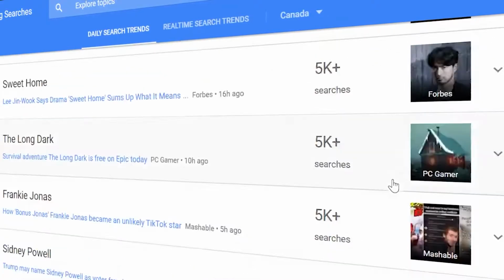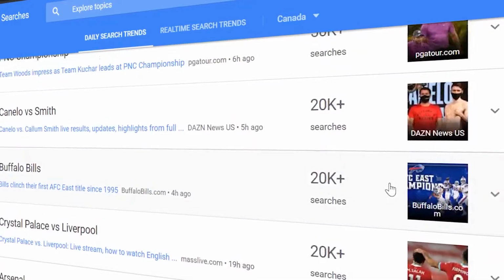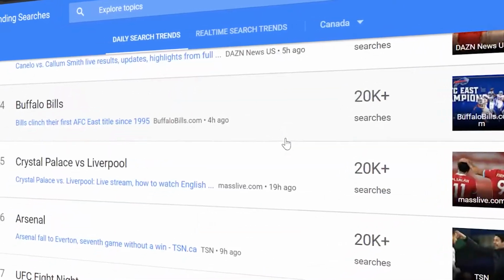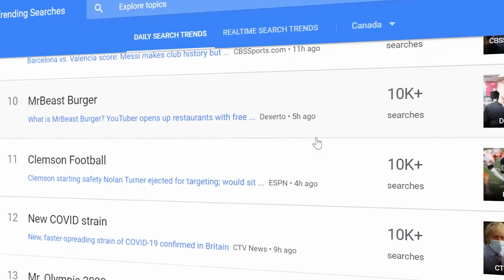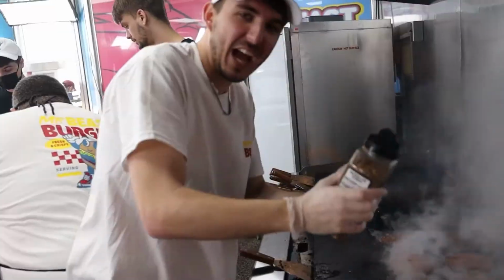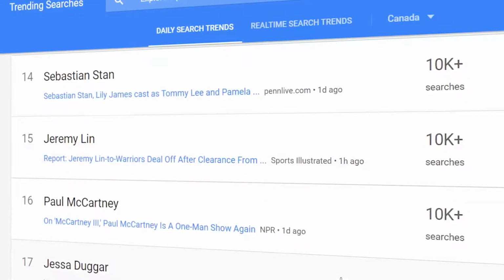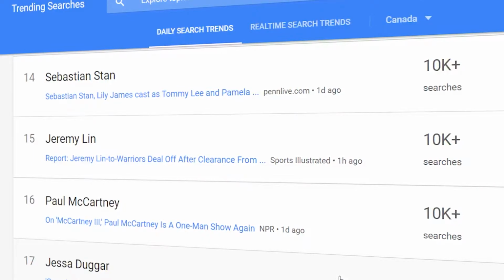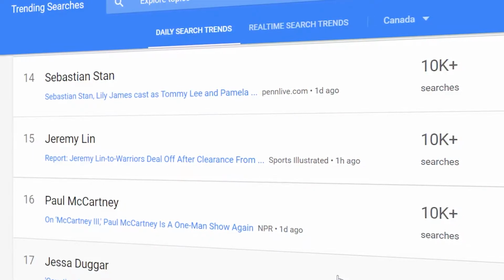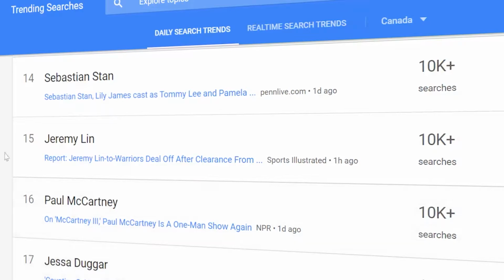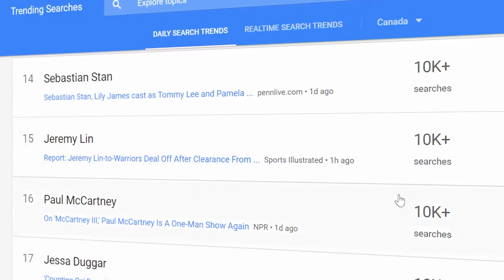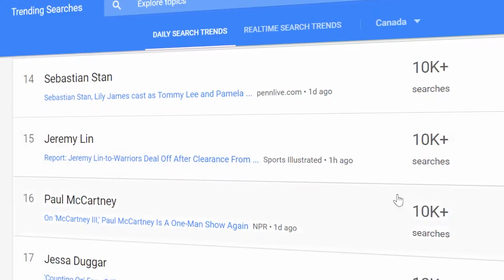You can also see that it is organized by the amount of searches. So the NFL, that's a big thing that's going on right now. But even Mr. Beast's burger, that's kind of interesting. COVID strain, that's another one as well. Actually, one of my friends did a video talking about the psychology behind Jeremy Lin, and we can see there's some search daily for this one right now, which means that if they want to focus more on that, that would help in terms of that being a main topic for what they do.